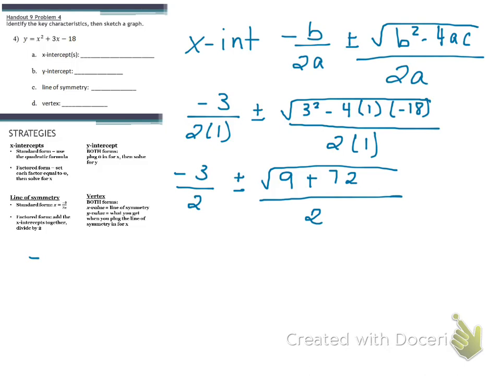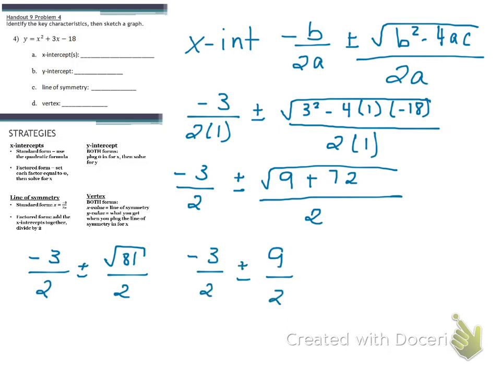And then 3 squared is 9, and then negative 4 times 1 times negative 18 is a positive 72, so you have negative 3 divided by 2 plus or minus the square root of 9 plus 72 divided by 2. Your next step is you want to add the 9 and the 72 together, so you have negative 3 divided by 2 plus or minus the square root of 81 divided by 2.